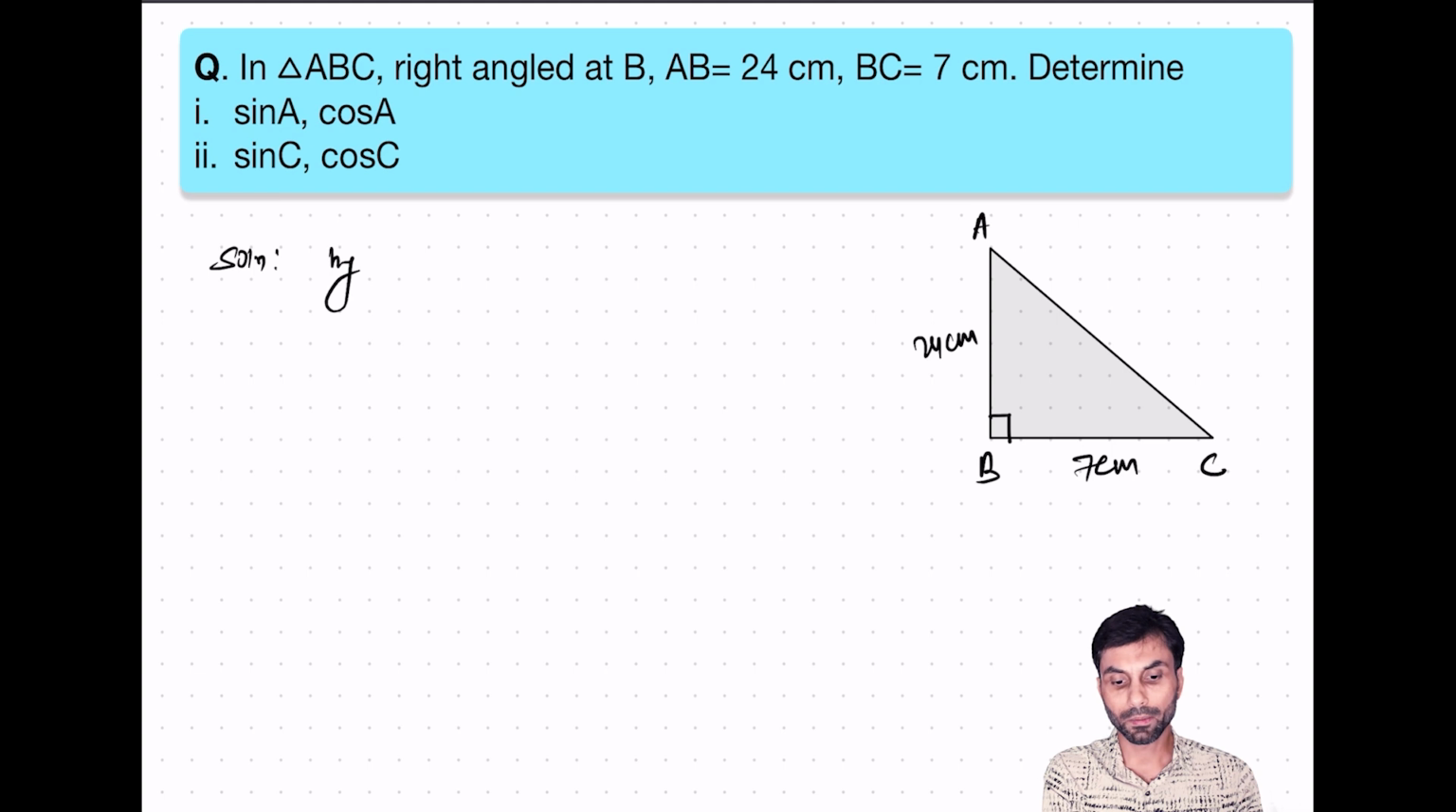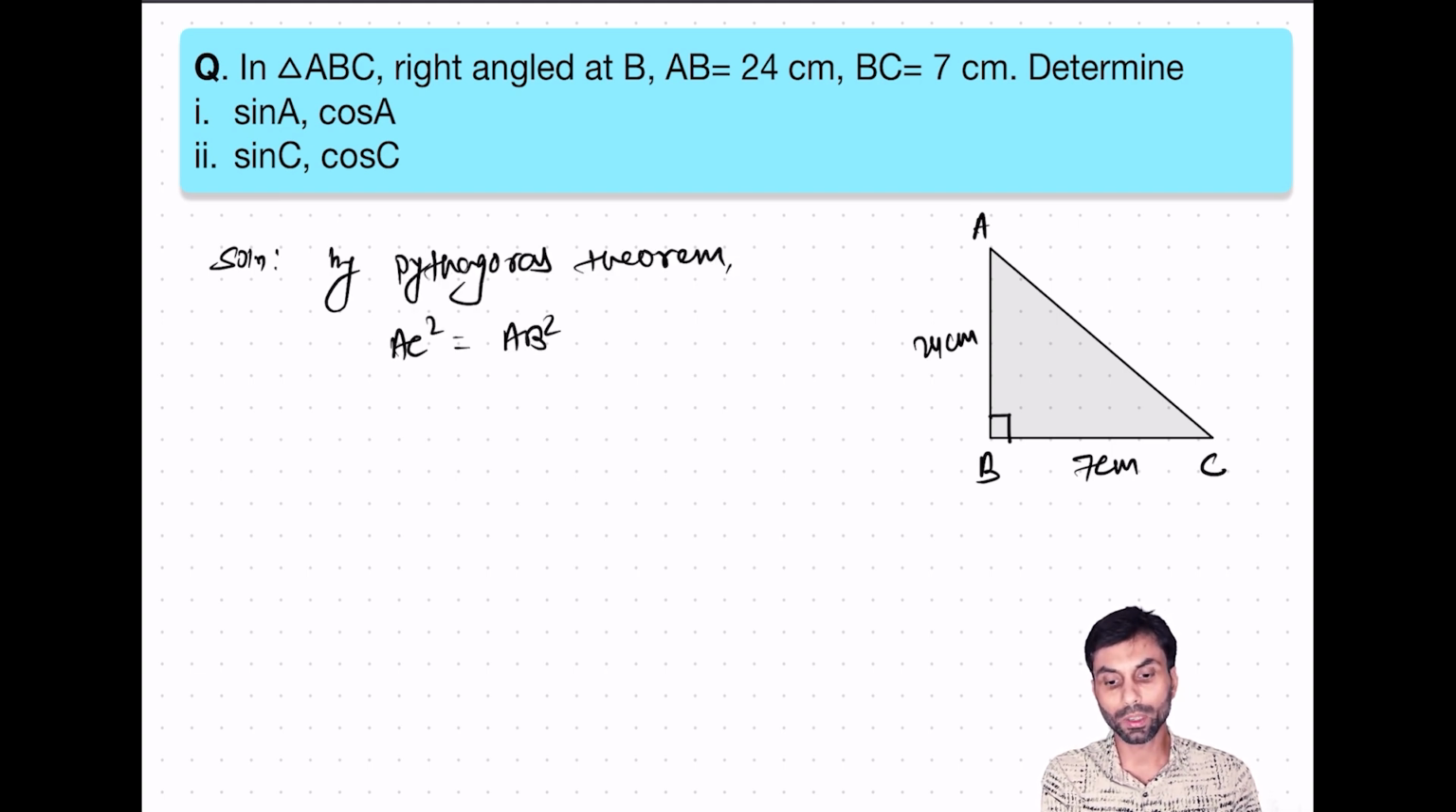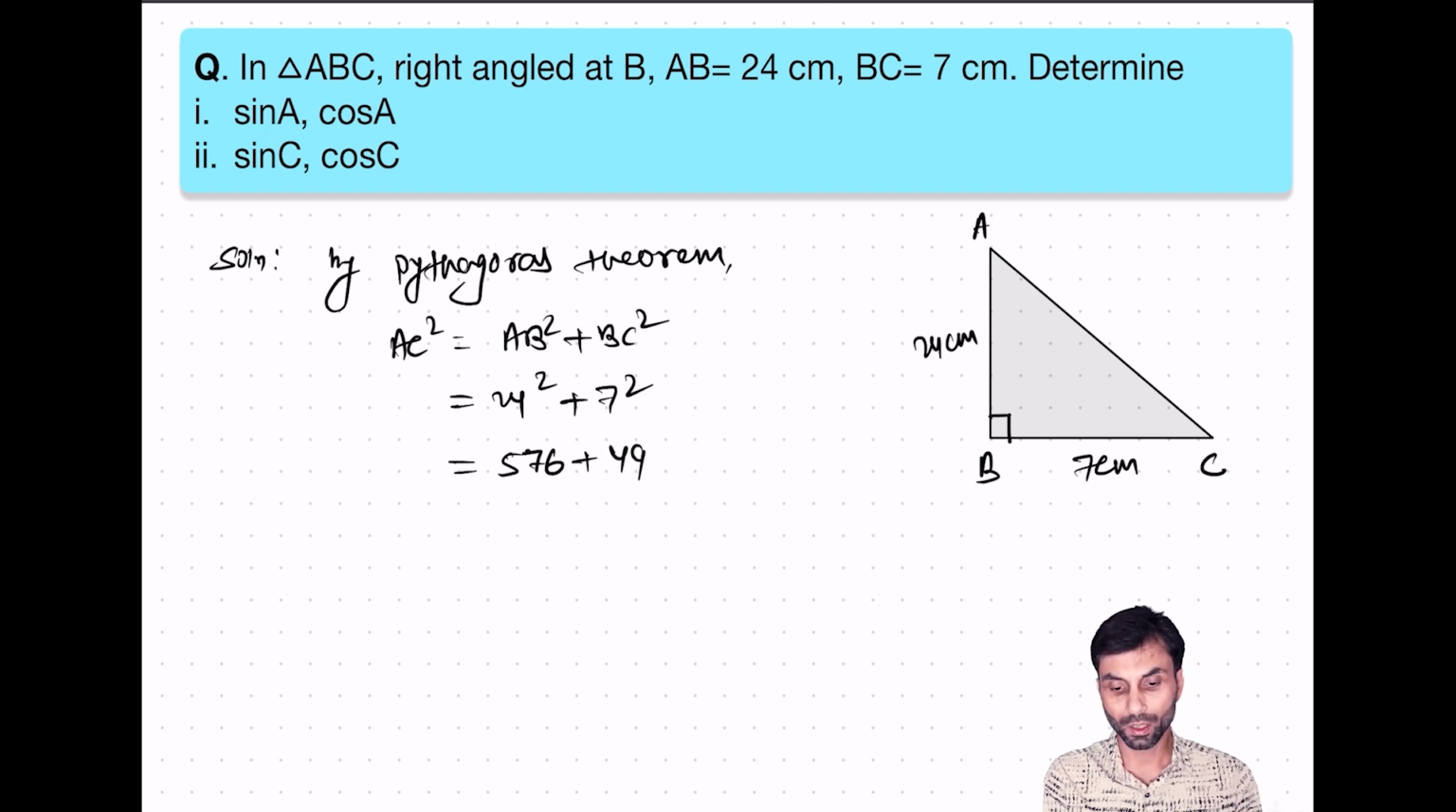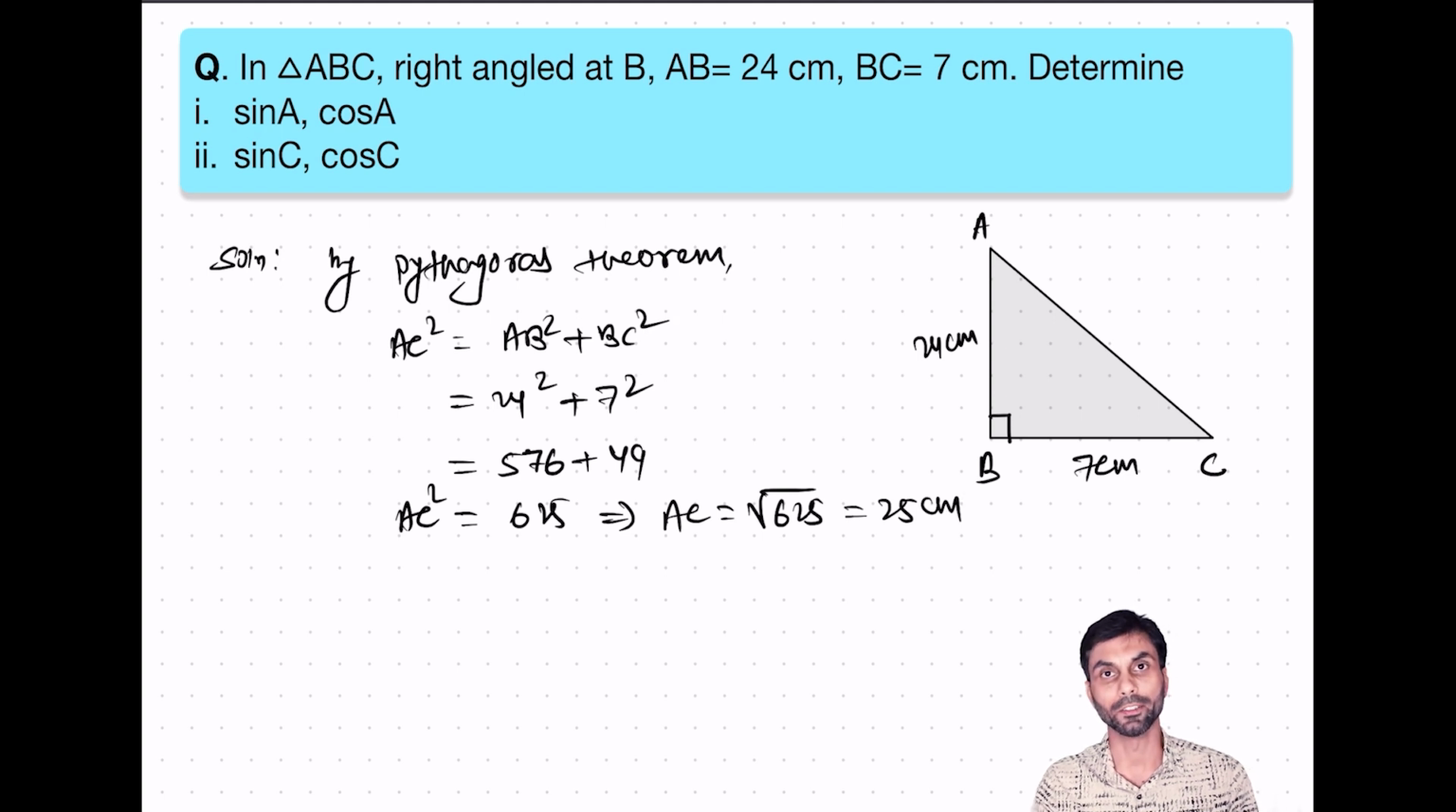So what we can say by Pythagoras theorem, AC square will be equal to AB square plus BC square, which will be 24 square plus 7 square. We can write it as 576 plus 49, which will be equal to 625. That is the value of AC square, which implies AC will be equal to square root of 625, and we can write it as 25 centimeter.